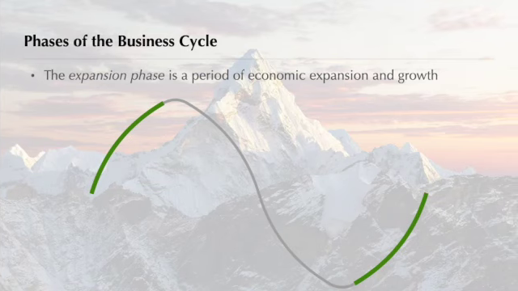The expansion phase is a period of economic expansion and growth. For example, between 1940 and 1944, current GNP in the United States increased from $99.7 billion to $210.1 billion, indicating a period of economic expansion. This tremendous growth was mainly because of high levels of military spending during World War II.